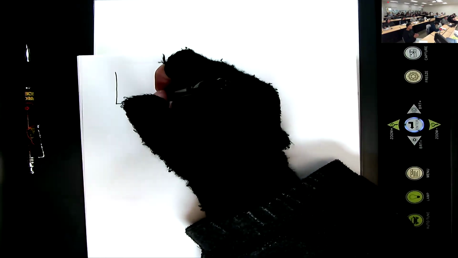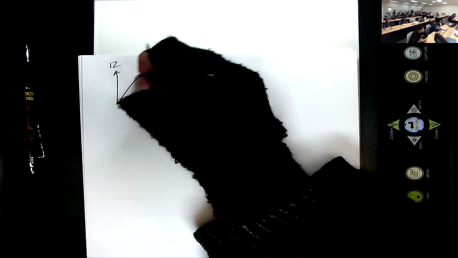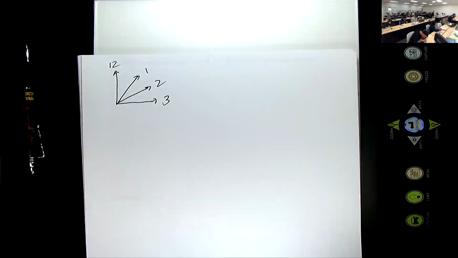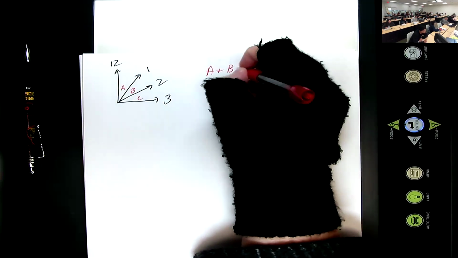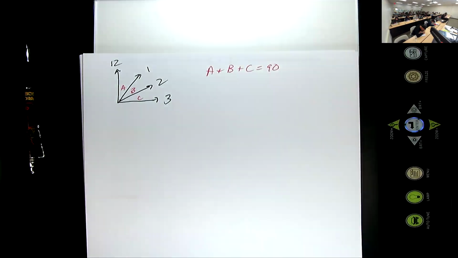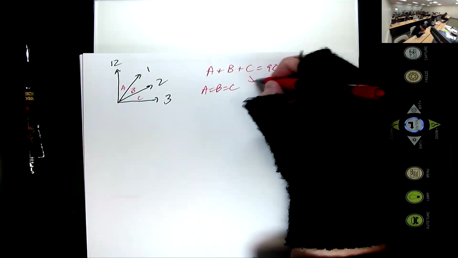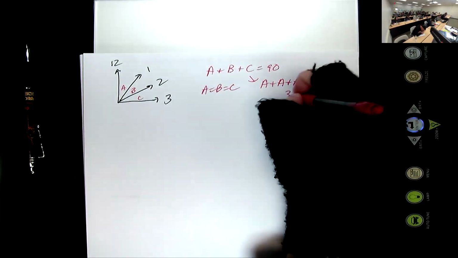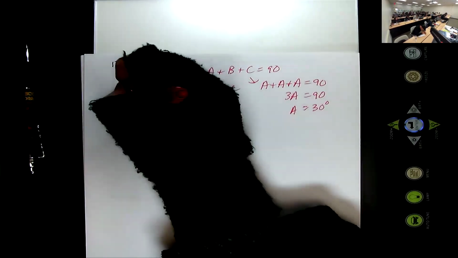So, before I get down to that thing, we have the whole 90 degrees, right? So this is like 12 and 3 on a clock, right? So if we look at 1 o'clock and 2 o'clock on a clock, we still have to have A, B, and C add up to 90 degrees. But they're all equally spaced. So A equals B equals C. I could write this as A plus A plus A equals 90. So I have 3A equals 90, and I get A equals 30 degrees. An hour on a clock is 30 degrees.